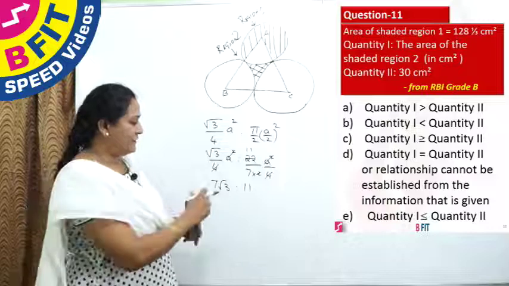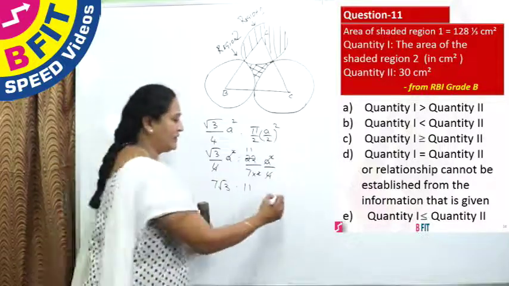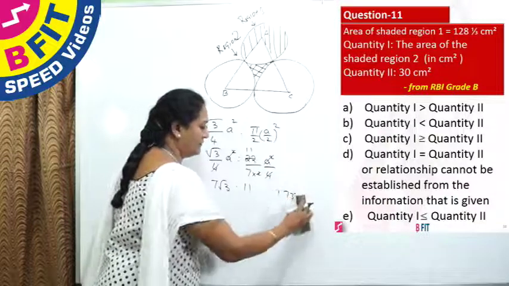And we need 7 into root 3, so just multiply. What is the value of root 3? It is 1.732, and multiply it with 7.